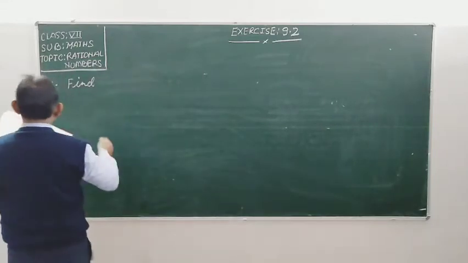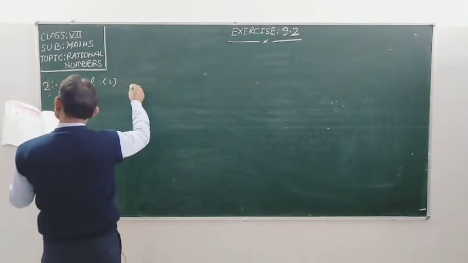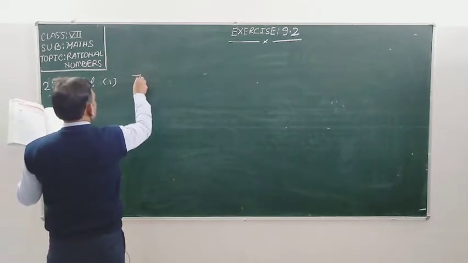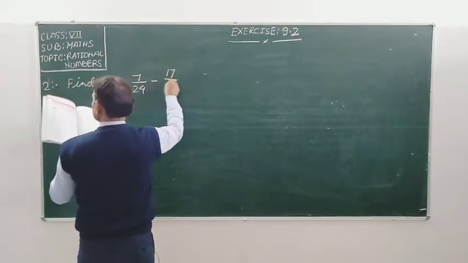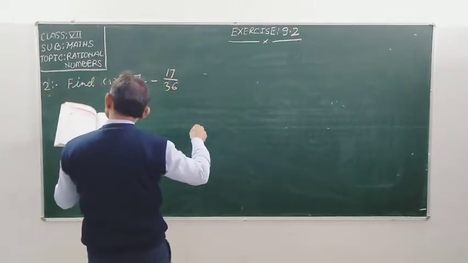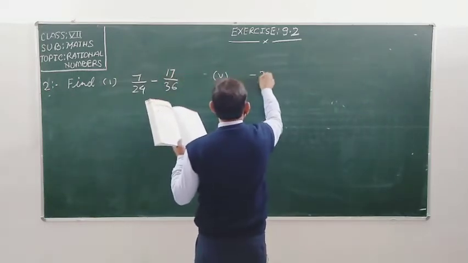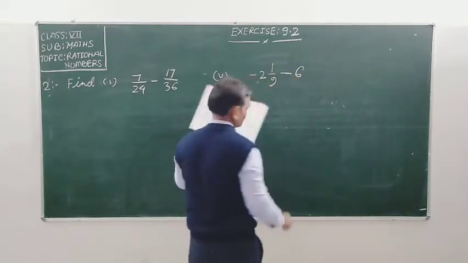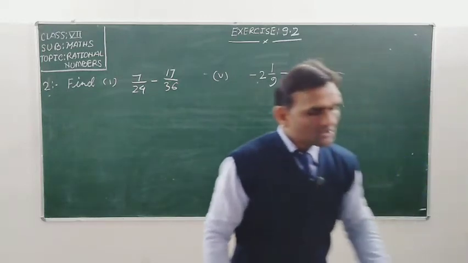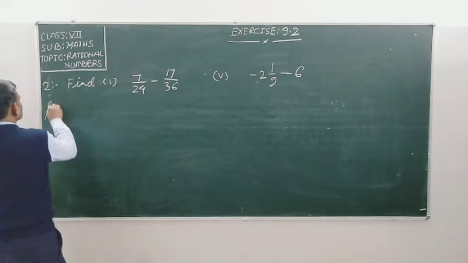So I am taking the first part of this question: 7 upon 24 minus 17 upon 36, and I am taking the last part, that is the fifth part, which is very important: minus 2 whole 1 upon 9 minus 6. This is my question, student. So how can we solve it? Student, I am going to solve this question.